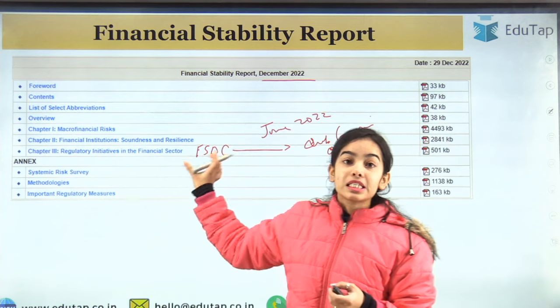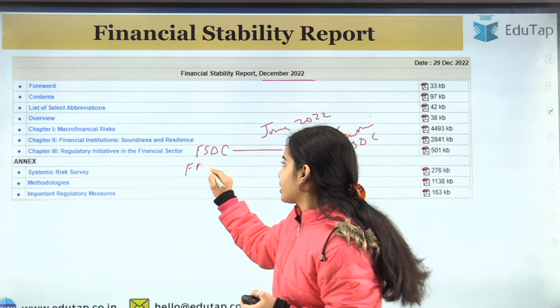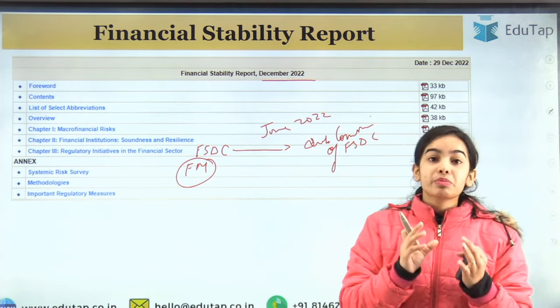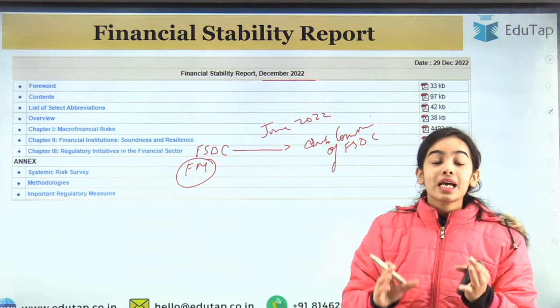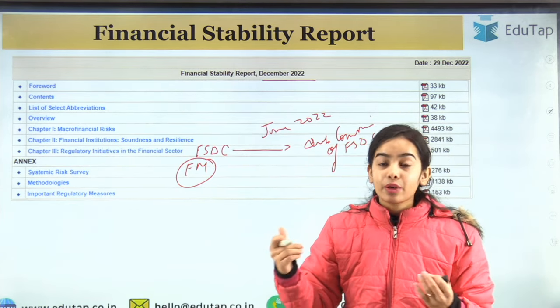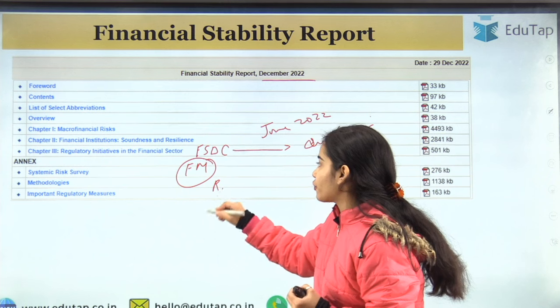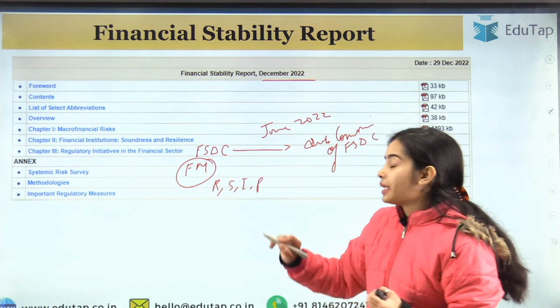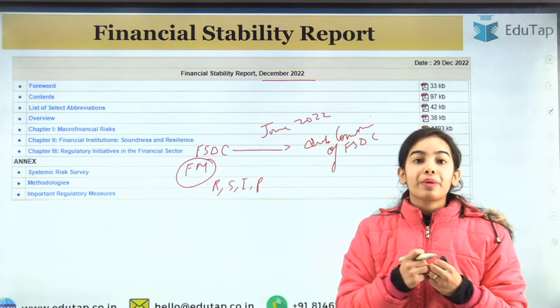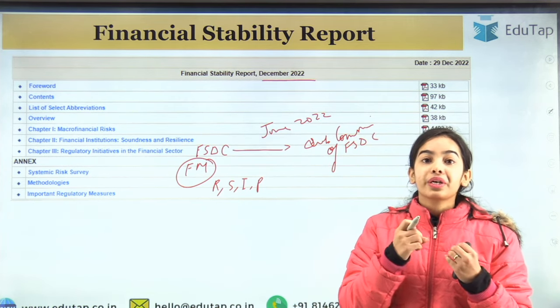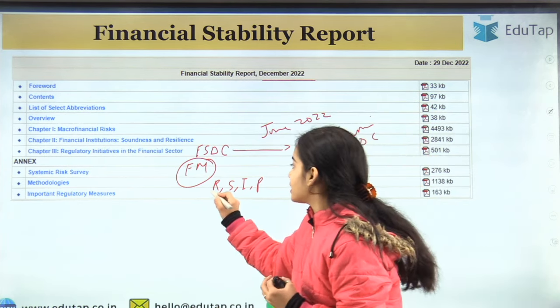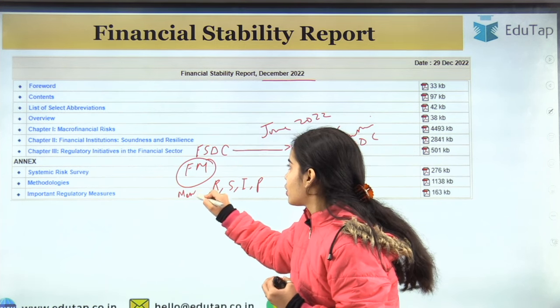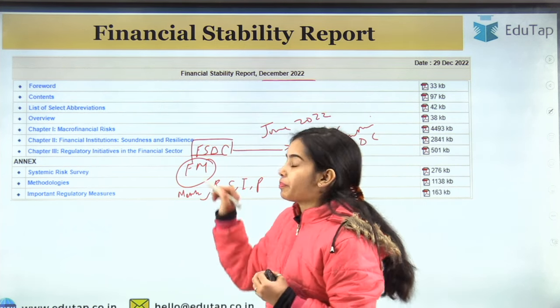Now the FSDC is chaired by the Finance Minister, and the members of FSDC are the heads of the financial sector regulators, like the head of the Reserve Bank of India, the head of the SEBI, the head of PFRDA, as well as the Chief Economic Advisor and the Finance Secretary. So such heads are the members of the Financial Stability and Development Council.